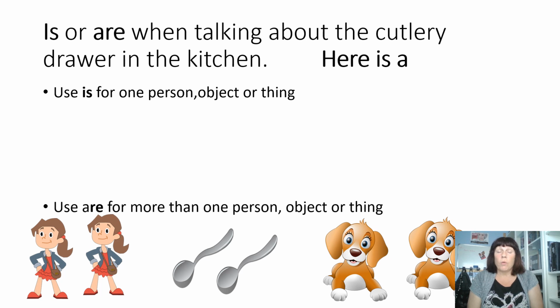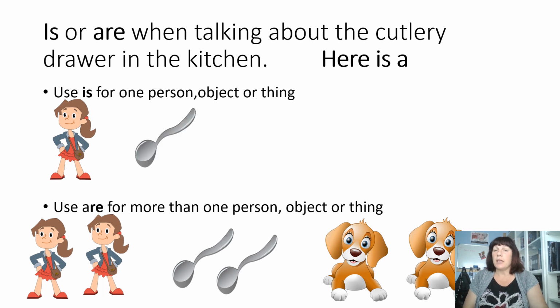First of all, we're going to have a look at the words is and are when we're talking about the cutlery drawer in the kitchen. So I'm going to use the phrase here is. Let's begin. Use is for one person, object or thing. Here is a girl. Here is a spoon.